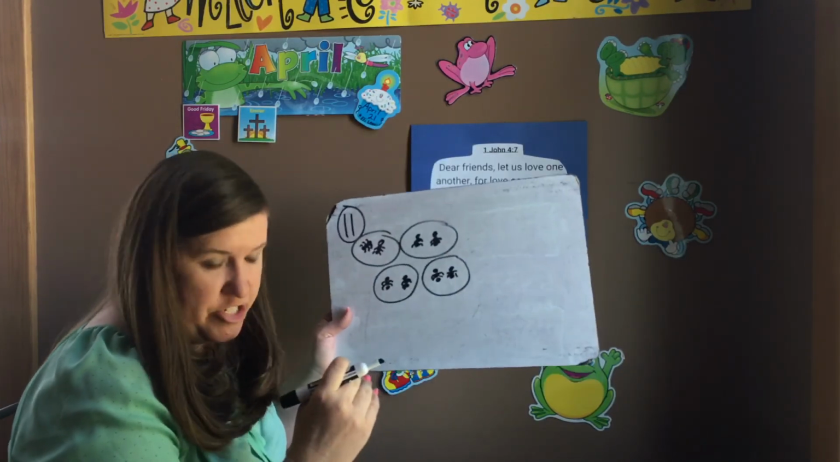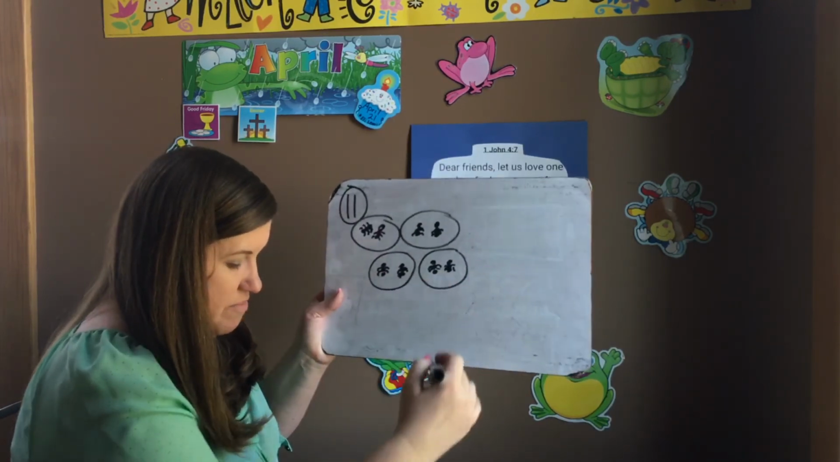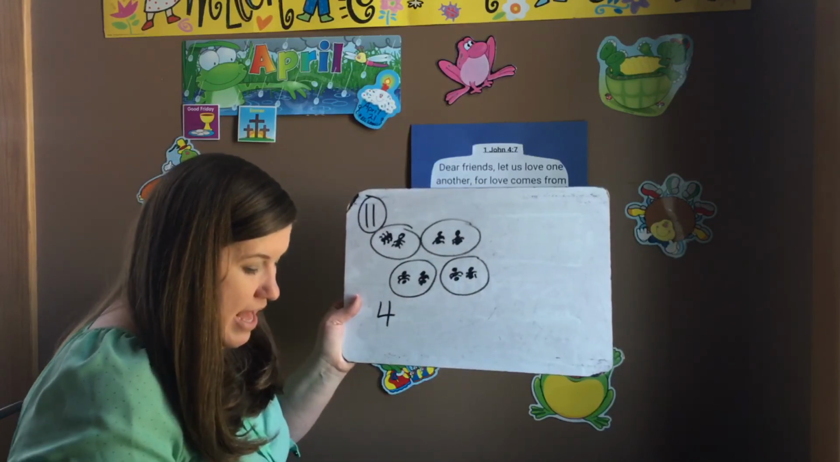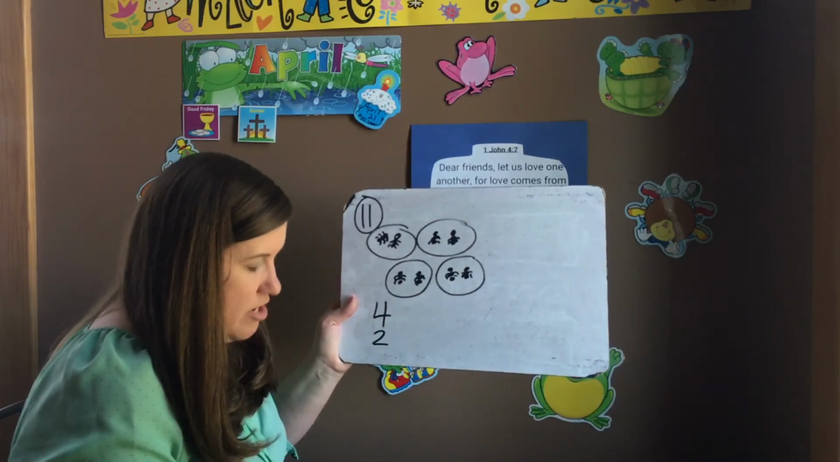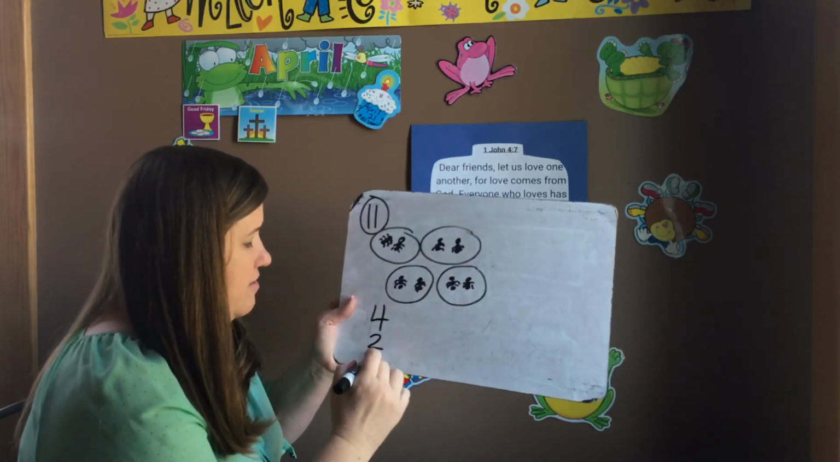Underneath it asks you questions. And it's right underneath it, underneath your picture. How many groups? 4 groups. How many in each group? 2. How many all together? Well, it told us that in the problem. 2, 4, 6, 8. 8.